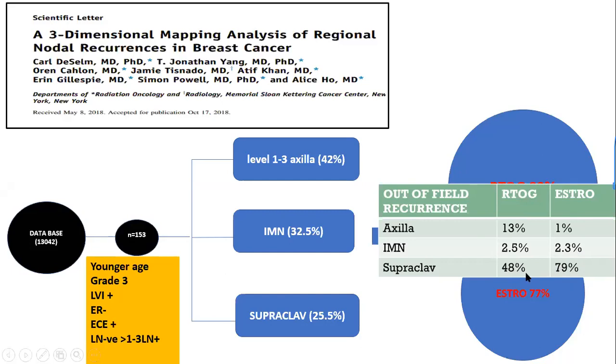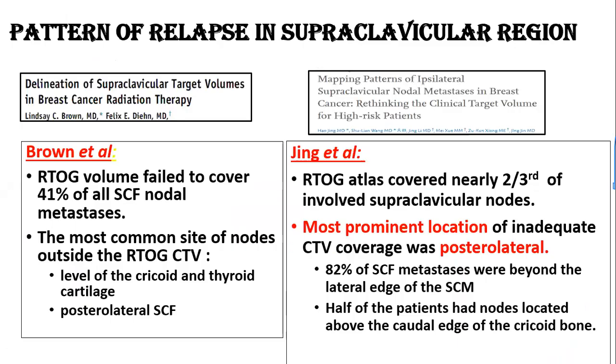However, if we look at the supraclavicular region, more or less 50% of the relapses we didn't take into consideration. At least 50% have not been covered by either of these guidelines. So this should be taken into point. I will discuss in detail in coming slides. Moving ahead with the pattern of relapse in the supraclavicular region.